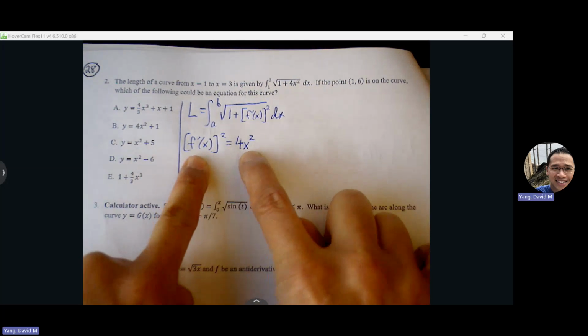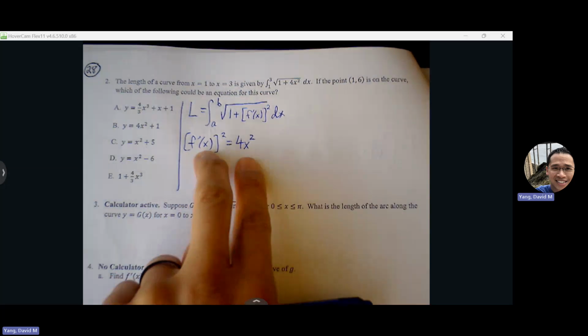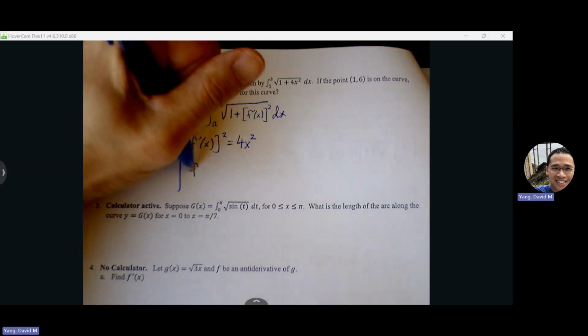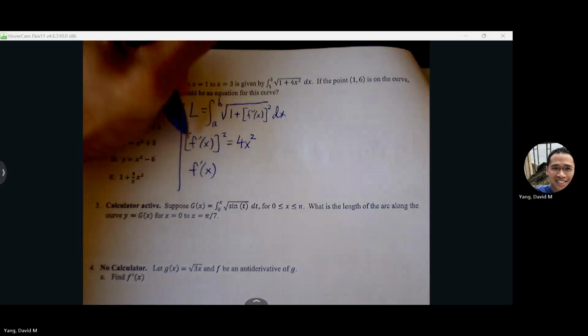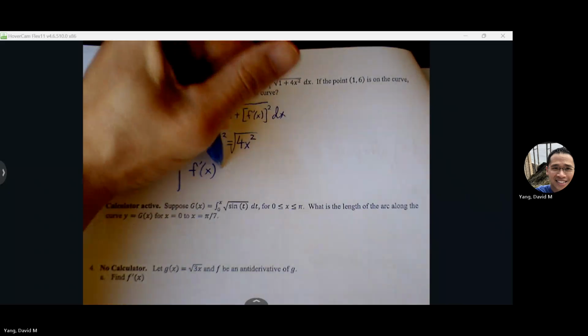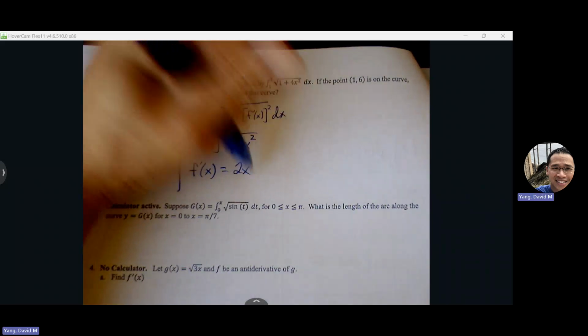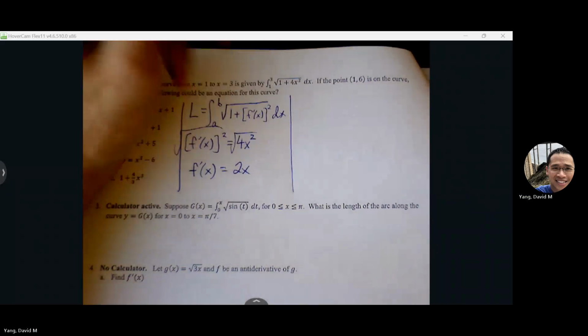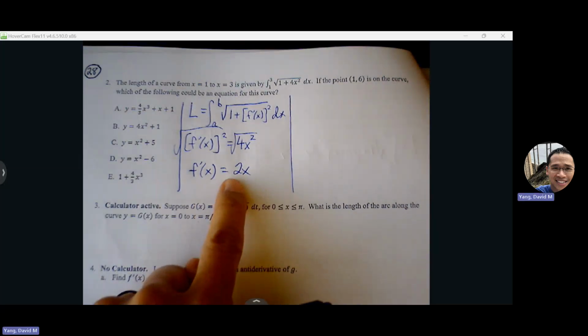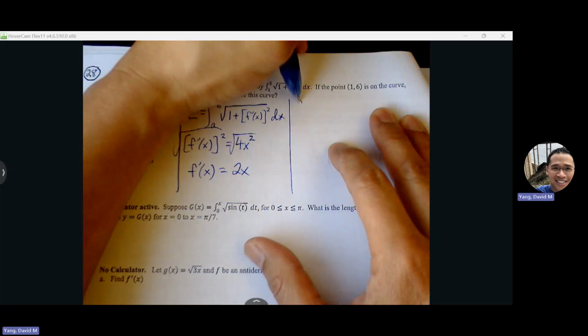And if we continue to undo this process here, if I want to find f prime, it would just be the square root, which would just be 2x. And if f prime is 2x, then we can find f of x by taking the antiderivative.